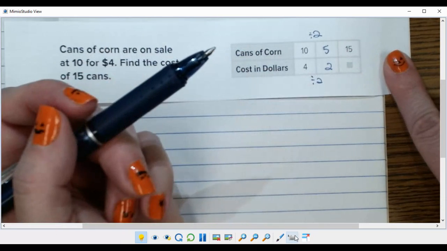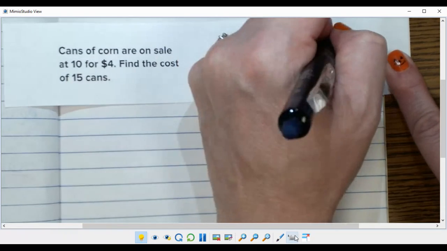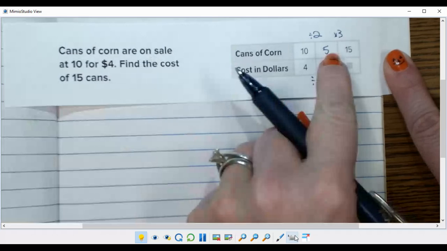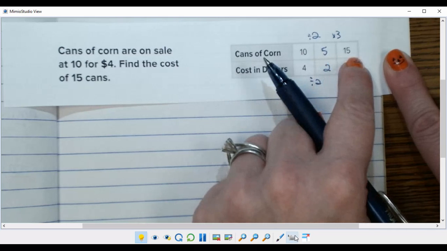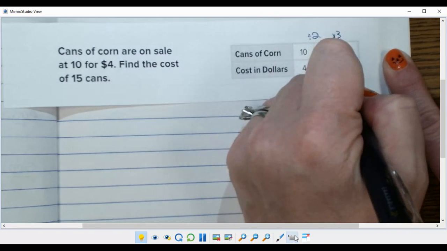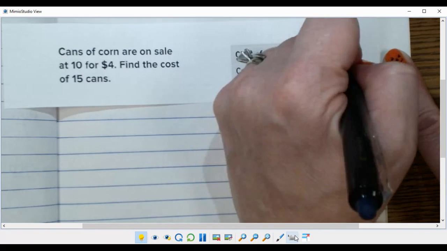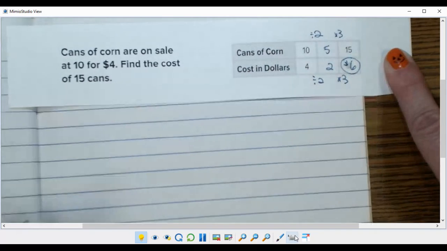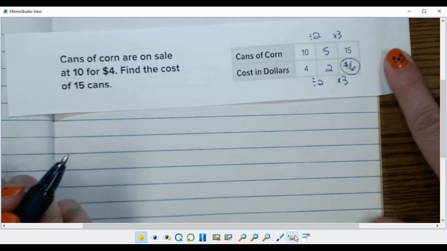But I need a lot more than that. So I'm going to do this multiple times. 3 times, in fact. We're going to grab a set of 5, and then grab another set of 5, and then grab another set of 5, and that will give me the 15. So if I did times 3, I got to do times 3 down here, $2, $2, $2. It's going to cost me $6 for 15 cans of corn. That's a big family feast.